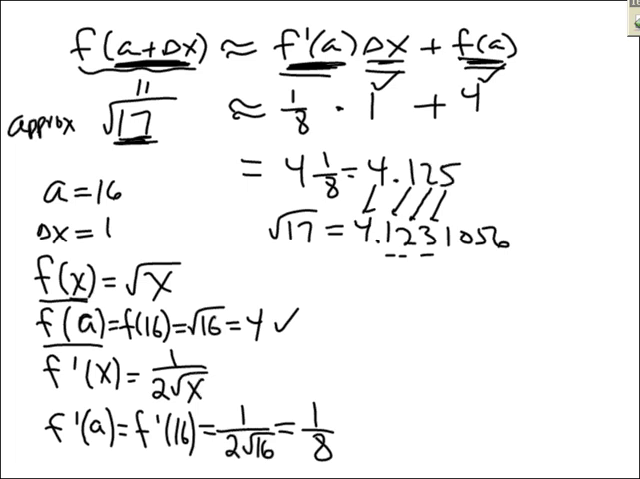How could I get a better approximation? Why was it not so good? And the answer was, delta x wasn't that small. Delta x was not that small. In the next example, we'll let delta x be a little bit smaller.